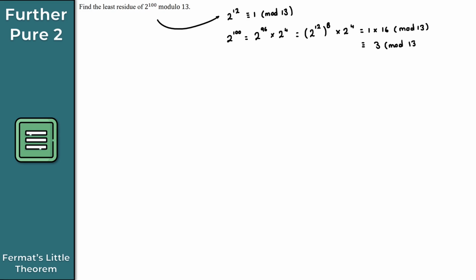Okay. And therefore, in that case, what we can see here is the least residue. So the least residue of, what do we have here then? So 2 to the 100, mod 13. Let's do it in a bracket. So mod 13 is 3. Okay. And there we have it then. So nice and straightforward. That gives us the solution to question 1.